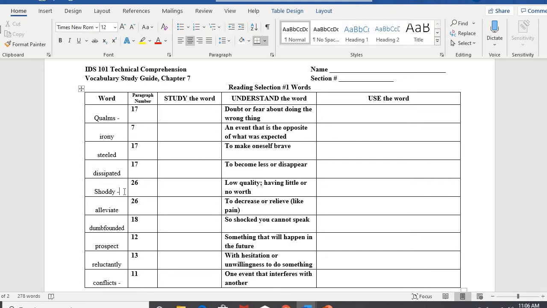Also, you will see in the selection the word shoddy. Not like, hey, shoddy, it's your birthday. Guys, I have to keep myself entertained, right? I'm all by myself here.